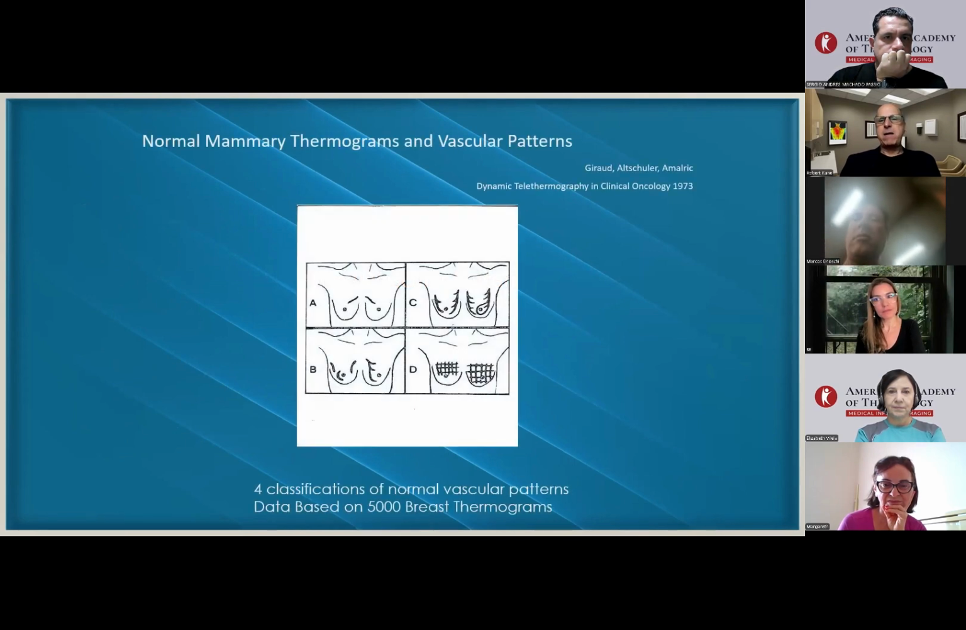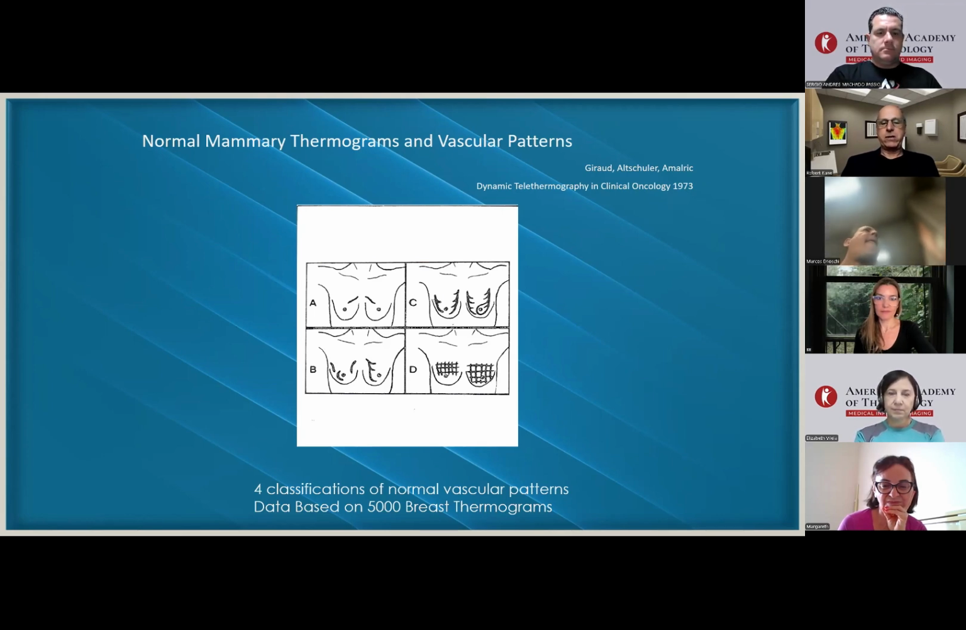There was a publication put out called Dynamic Telethermography in Clinical Oncology, put out back in 1973. This was a while ago. And Gerard, Atschulat, and Marek, who were the mavericks in breast thermography at that time, basically came down to create 4 classifications for normal vascular patterns based upon 5,000 breast thermograms. So these are healthy women, no evidence of breast cancer.